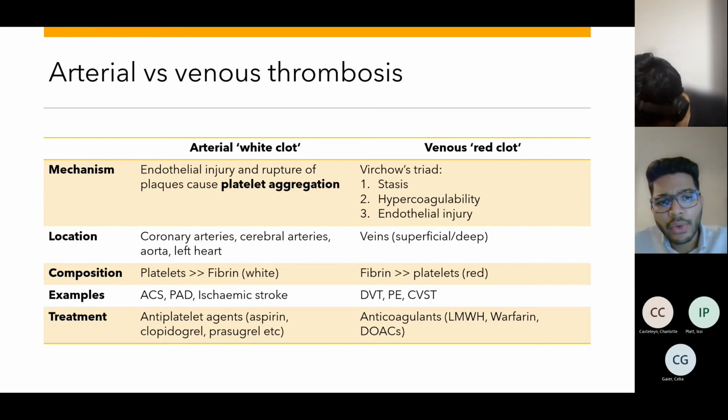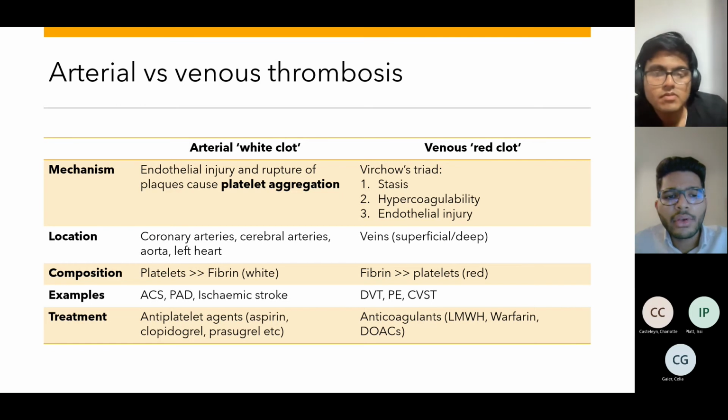And then on the other side, you've got your venous red clots. So you have your Virchow's triad of stasis, hypercoagulability, and endothelial injury. So if you've got things like DVTs, PEs, venous sinus thrombosis, all of those are red clots. So this is where you've got lots of fibrin.